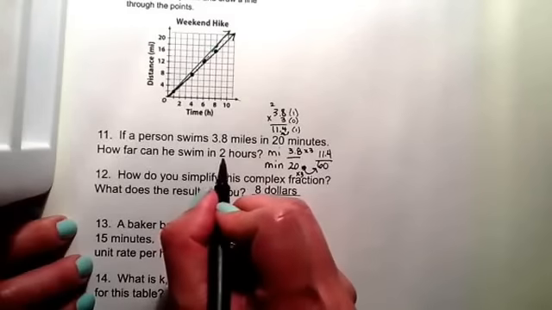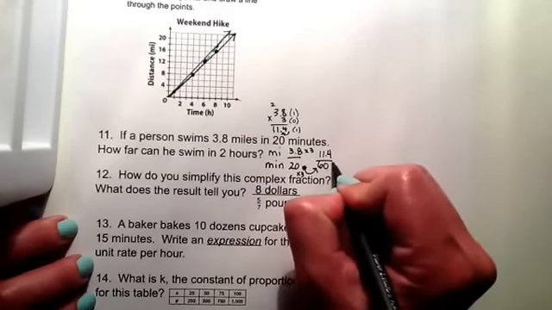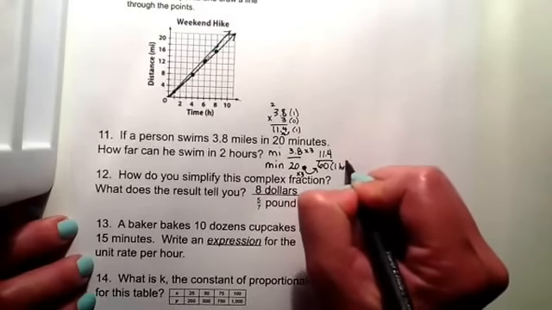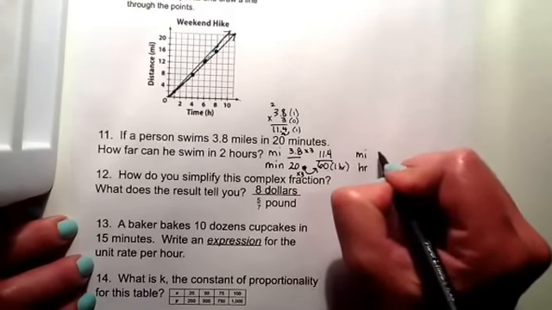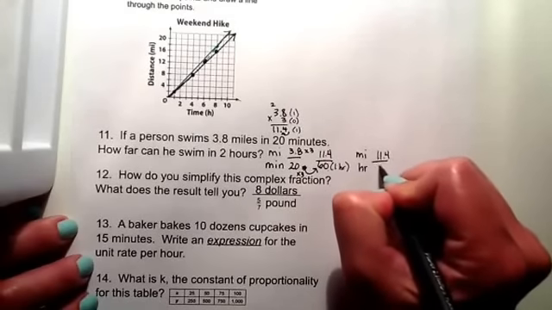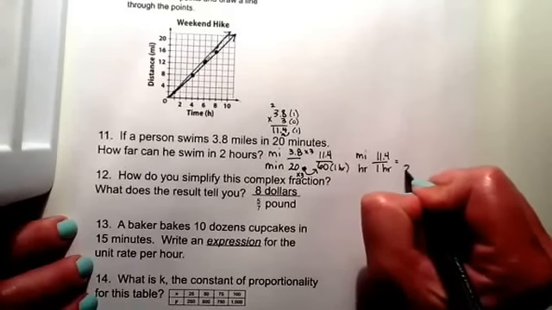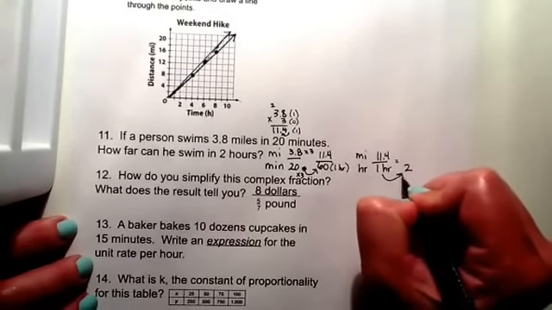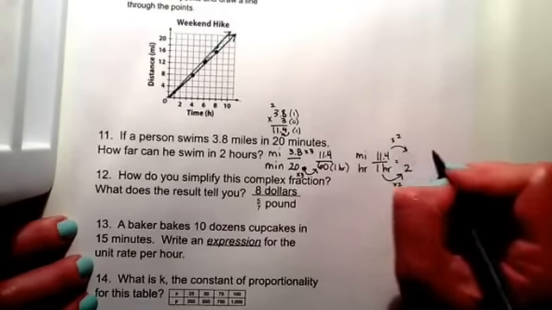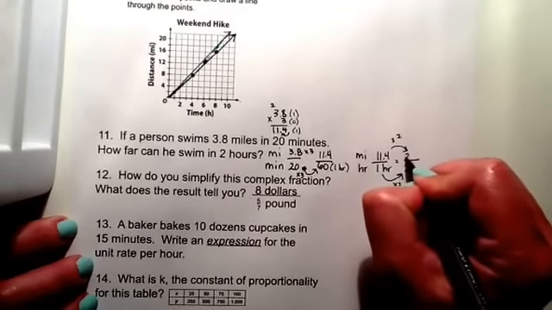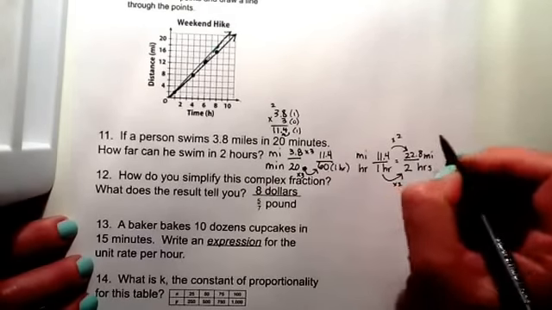But the question was, how about for 2 hours? So 60 minutes is the same as 1 hour. I have 11.4 miles in 1 hour, but really now I need 2 hours. What did I do to 1 to get 2? Times 2, so I would have to do 11.4 times 2, which doubling it would just be 22.8 miles in 2 hours.